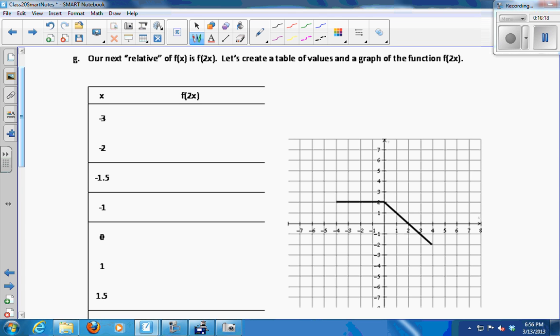So I'm going to use my original piecewise function, this same f of x I've been using, and I'm going to do f of 2x. So I'm going to plug in my x, multiply by 2, and then apply rule f. So this is going to be f of 2 times -3, which is f of -6. And what is f of -6?